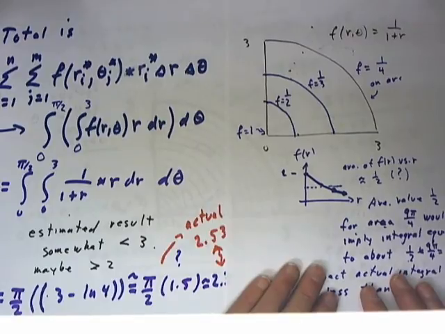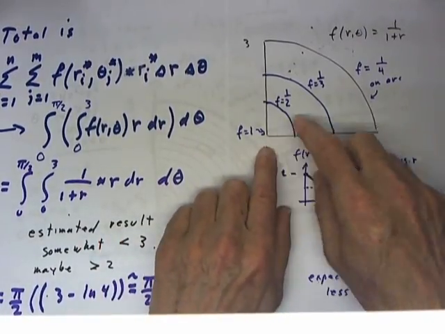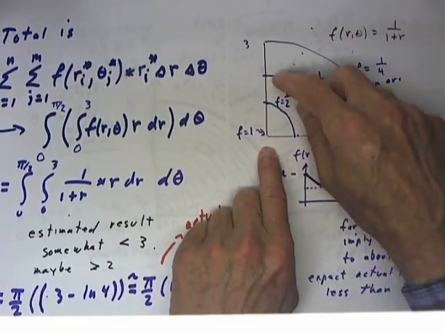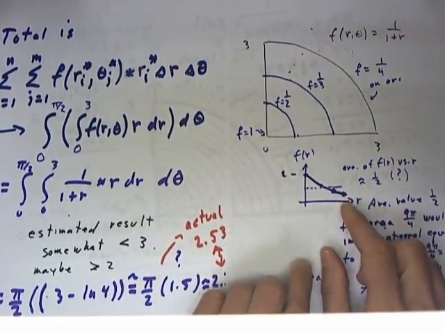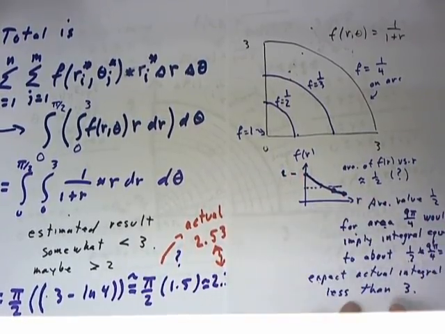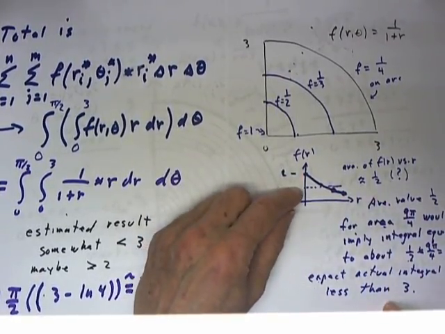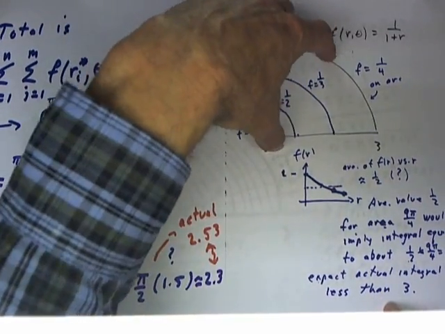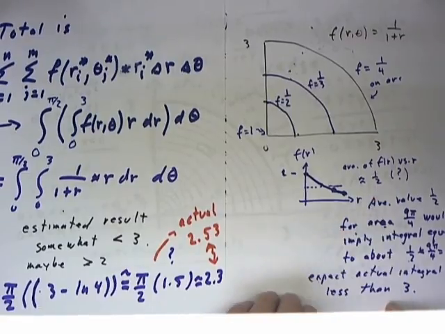we make some estimates. One estimate is made based on values of f at various distances from the origin, graph of f of r versus r, and estimates that tell us that the average value of this function on this wedge is going to be somewhat less than 1/2.